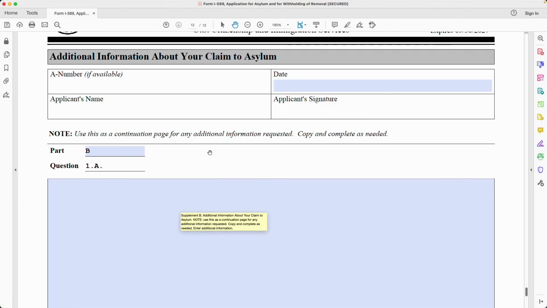Also, make sure to fill out this top part of these supplement pages with your A number, if you have one, your name, and then the date and signature. And just like on the signature page, if you're typing this on a computer or phone, remember to go back and write in your signature with a black ink pen after you print the form. So, that is the end of the asylum application. Congratulations! You made it through all the pages and questions of this very long form.